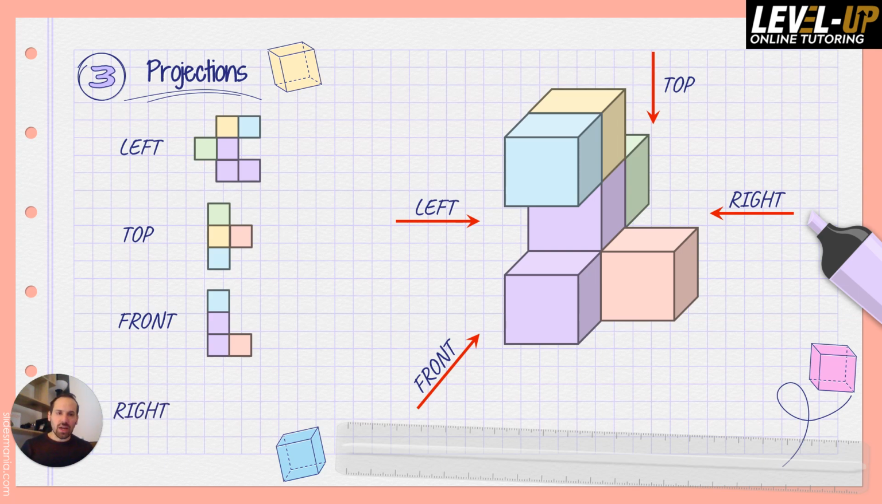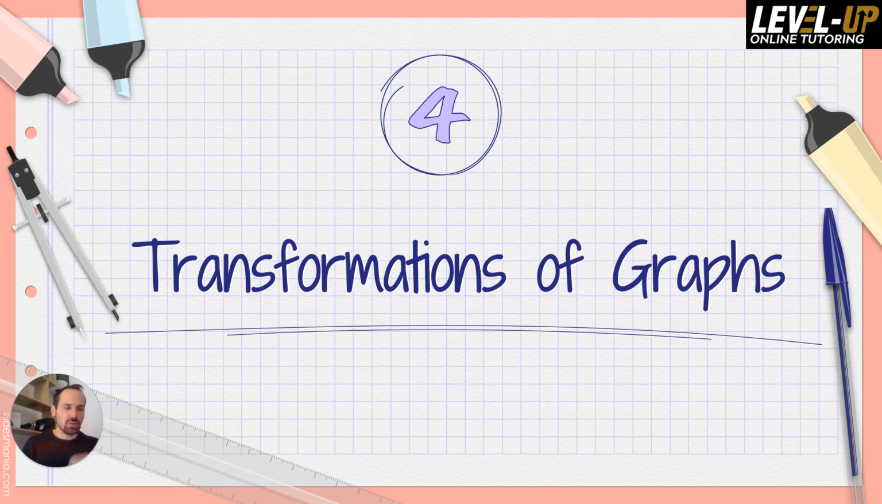And finally, from the right, you would get something like this. So you can see most of the shape at this point, except for that one purple that's behind the red. So there you go. That's projections. So now let's look quickly at transformations of graphs.